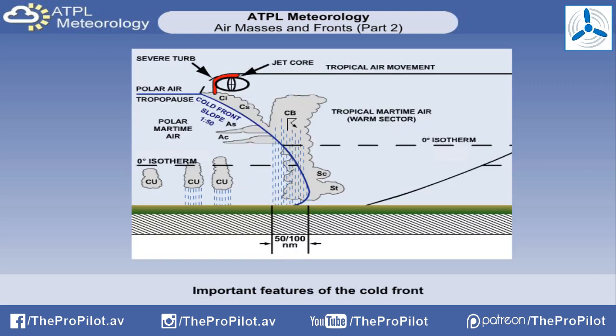There are some other interesting things to note on the diagram. The 0-degree isotherm falls in the colder air behind the front. The break or fold in the tropopause. The jet stream, positioned in the warm air with the direction of the flow going into the screen.